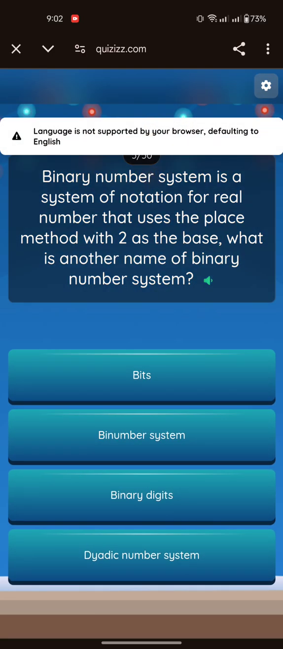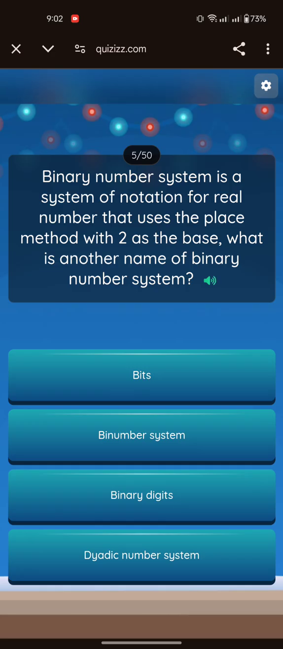Question. Binary number system is a system of notation for real numbers that uses the place method with 2 as the base. What is another name of binary number system? Option 1 bits. Option 2 binumber system. Option 3 binary digits. Option 4 dyadic number system.